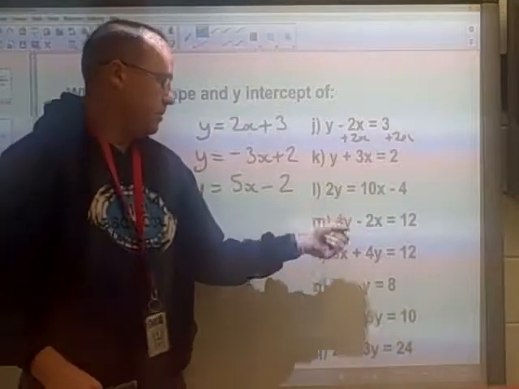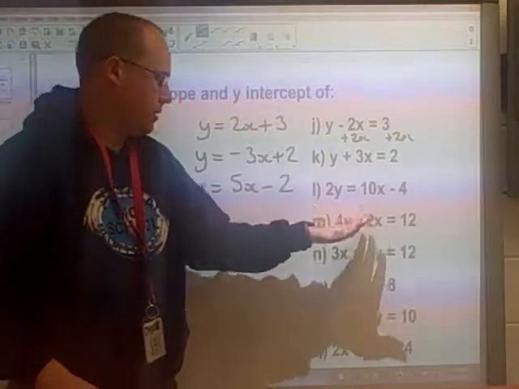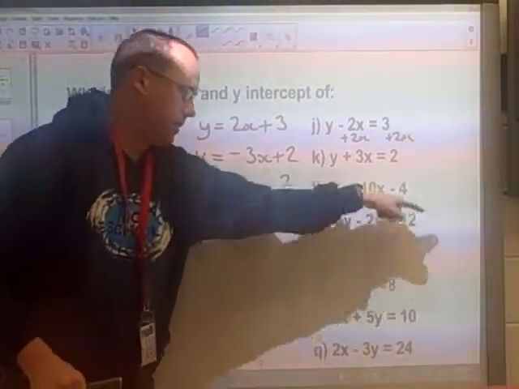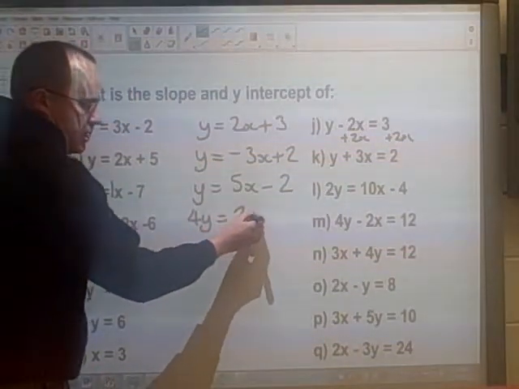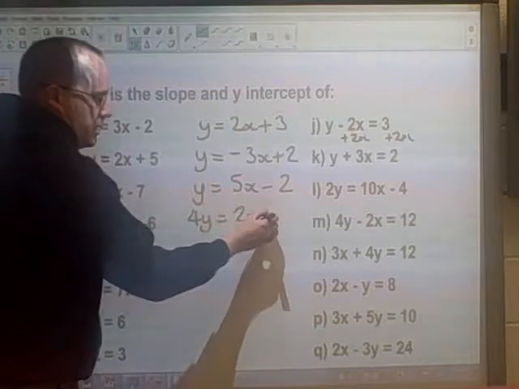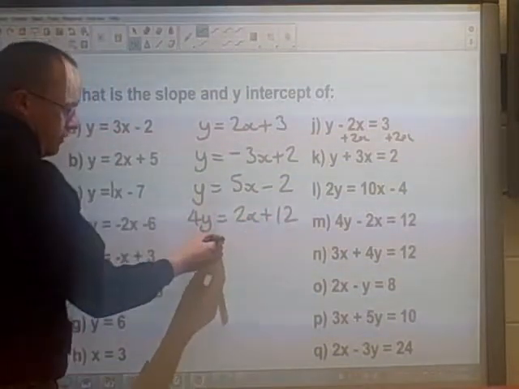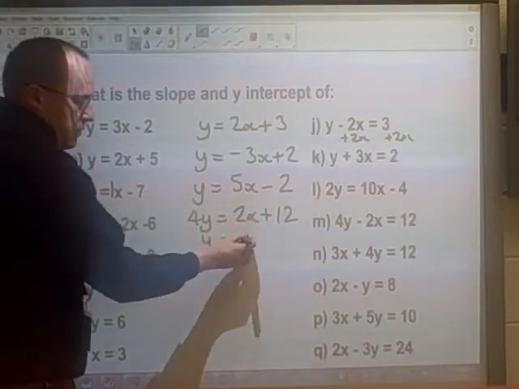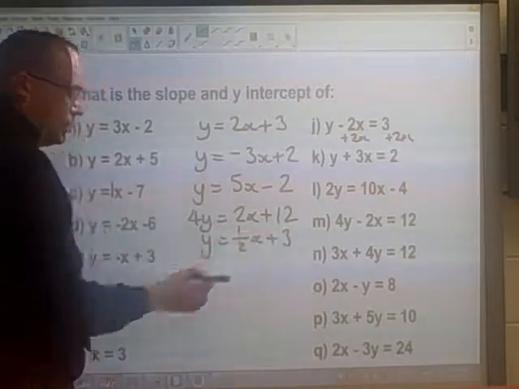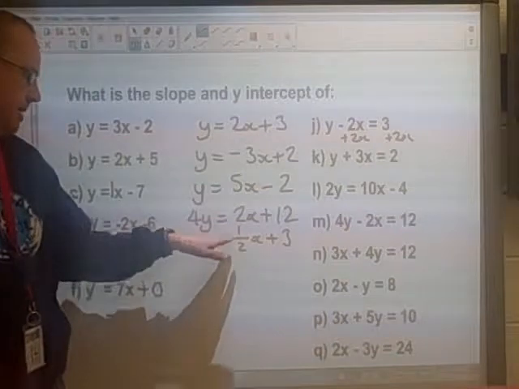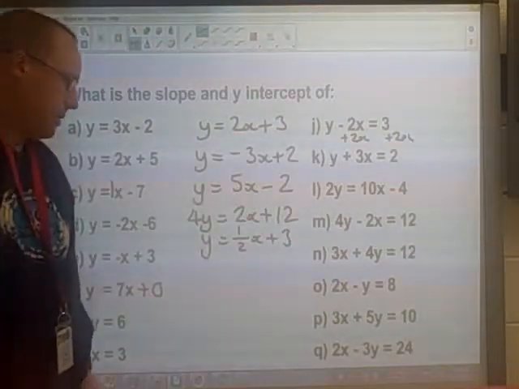This one we actually have two problems. It's 4y, but also we've got negative 2x on the wrong side. So I want to bring the negative 2x to the other side first. So 4y equals positive 2x plus 12. And now I want to divide by 4. Now 2 divided by 4 is 1/2. And 12 divided by 4 is 3. So a slope of 1/2 and a y-intercept of 3.